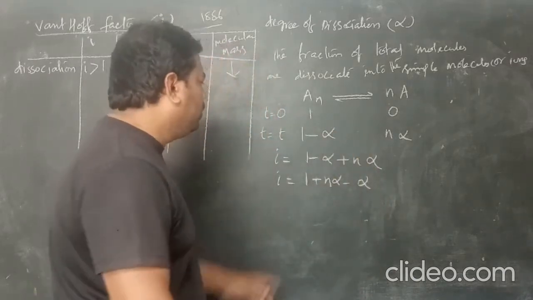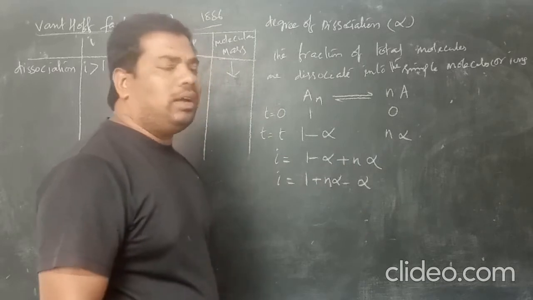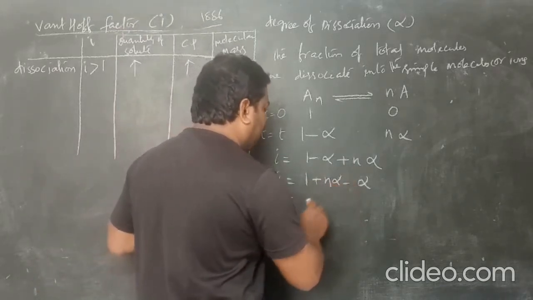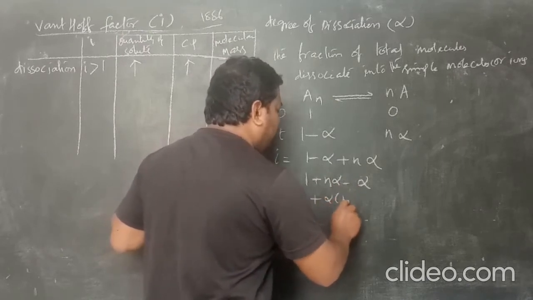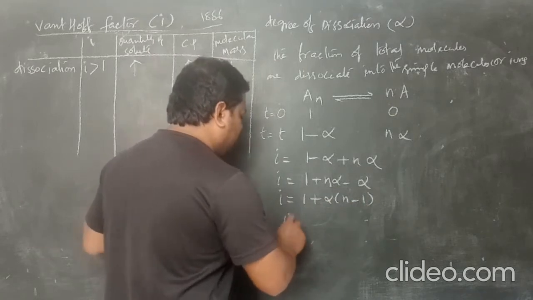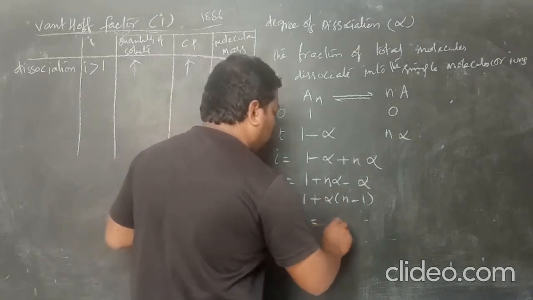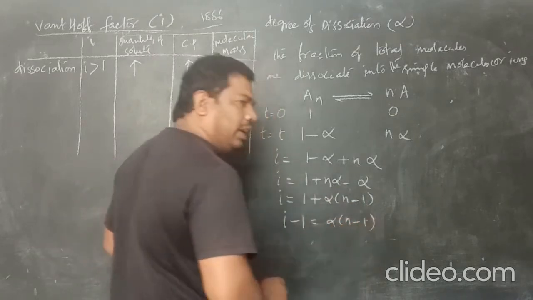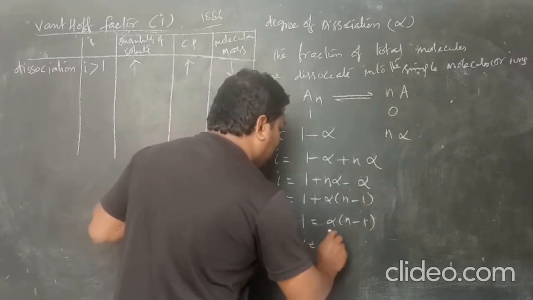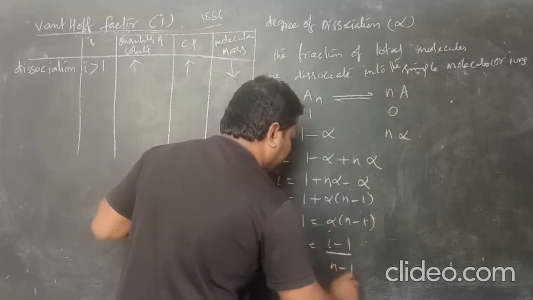I is equal to 1 plus n alpha minus alpha. So therefore I is equal to, taking alpha common, 1 plus alpha into n minus 1. So 1 comes to the left, so I minus 1 is equal to alpha into n minus 1. Therefore alpha is equal to I minus 1 by n minus 1.